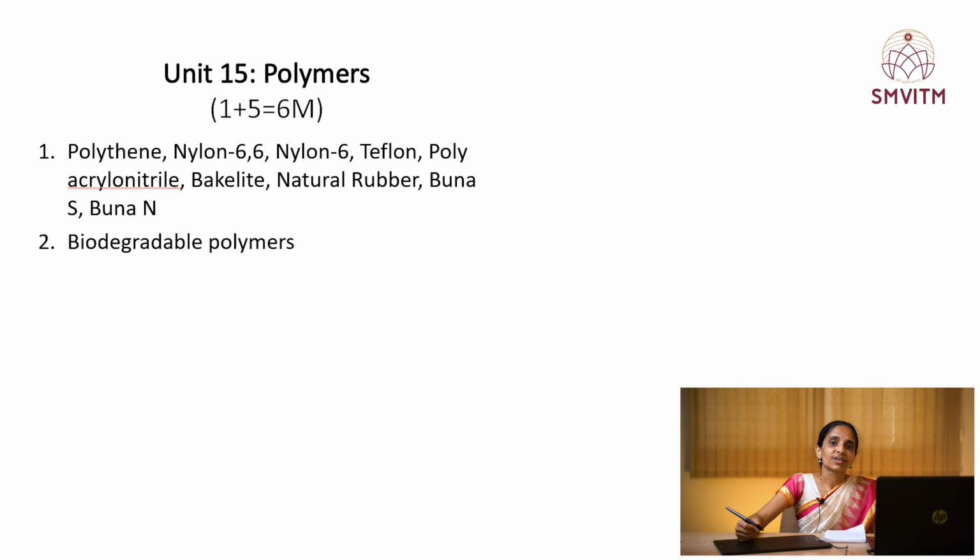Now, what you can do here is you can prepare a table of polymer and the monomers, and you can list all the examples from the slide and you can study it. Natural rubber is an important one, and even nylon 6,6 has been asked many a times.